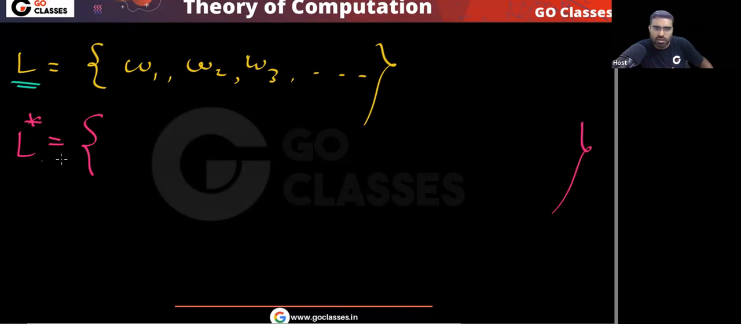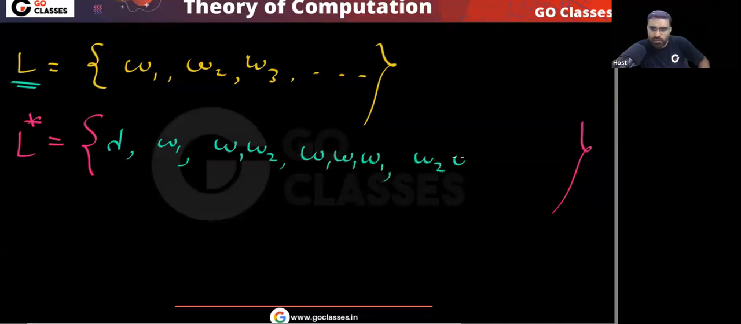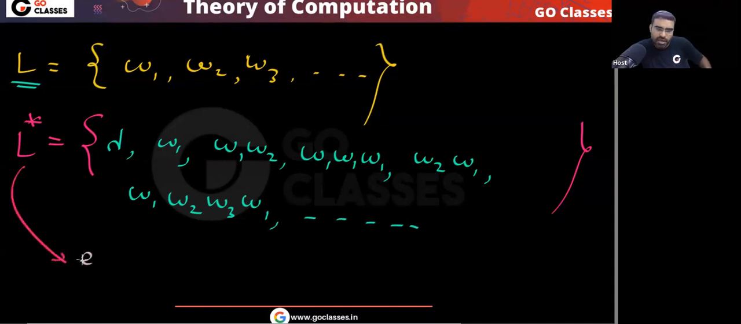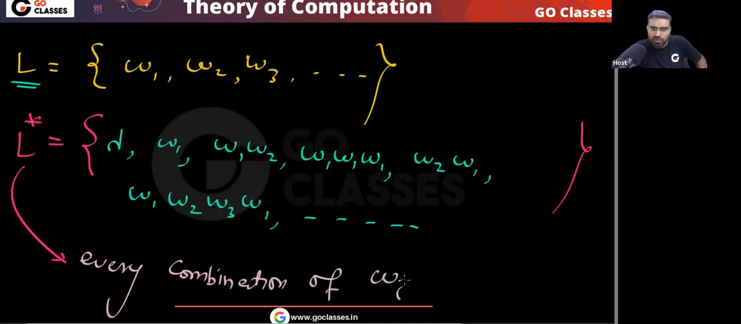So in this L star, you will have every combination of these. You will have lambda, you will have W1, W1 W2, W1 W1 W1, W2 W1, W1 W2 W3 W1. Basically any combination of these. So in L star you have every combination of the Wi's. Very simple. This point we have already seen.